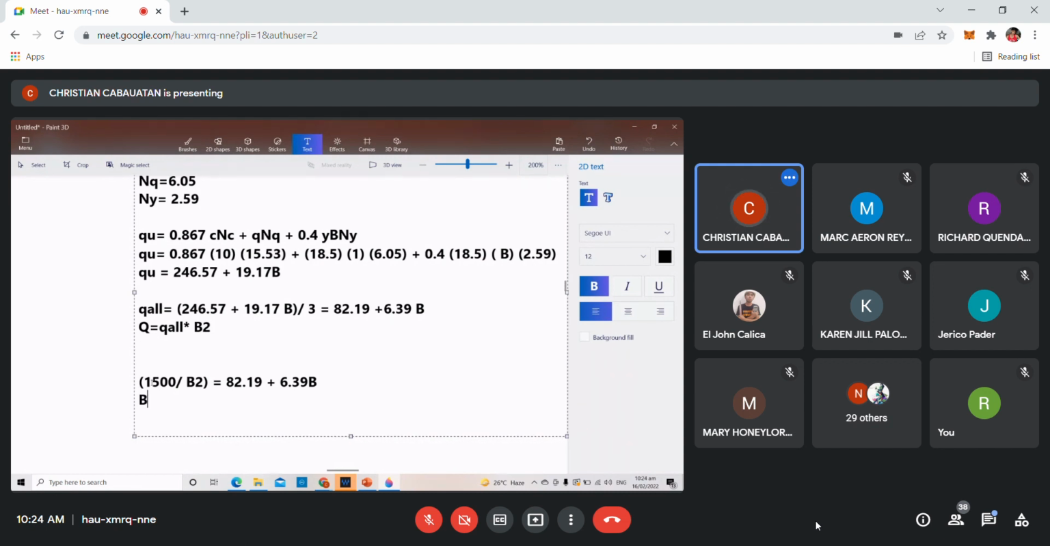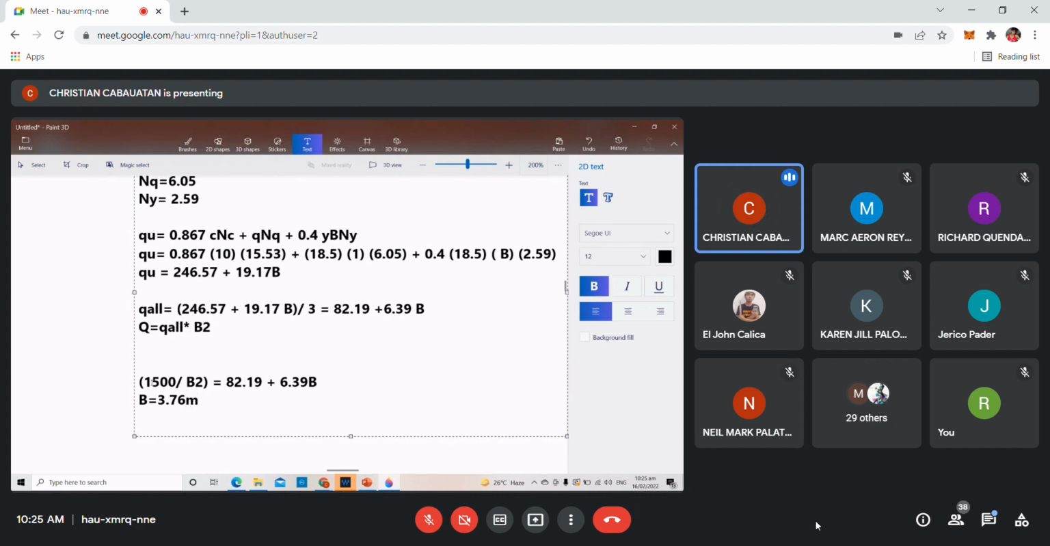Ano yung kanyang B? Anyone? Ano yung kanyang B? 3.758, tama ba? 3.758 or 3.76 meters.